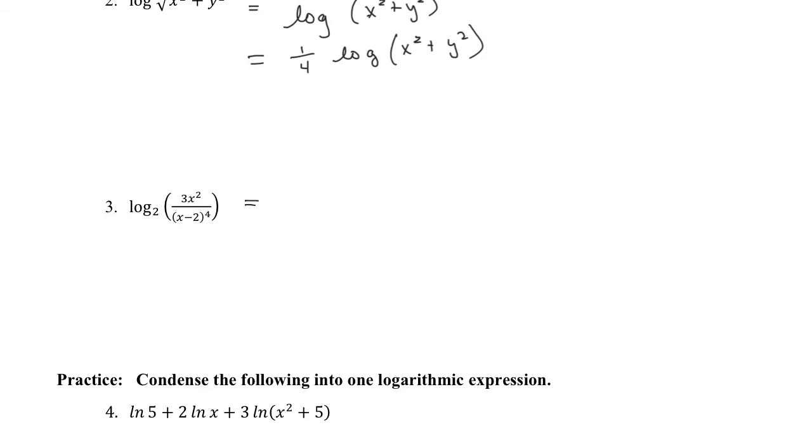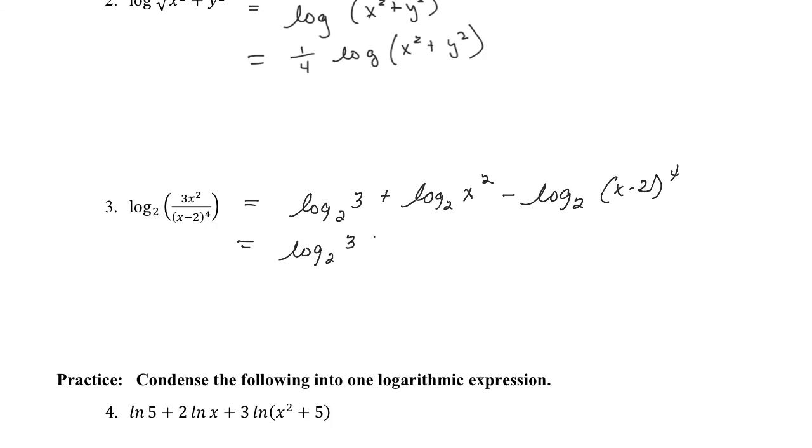Number 3, if it's in the numerator, it's positive. So log base 2 of 3 plus log base 2 of x squared minus log base 2 of x minus 2 to the 4th. And then bring the powers out front. So log base 2 of 3 plus 2 times log base 2 of x minus 4 times log base 2 of x minus 2.